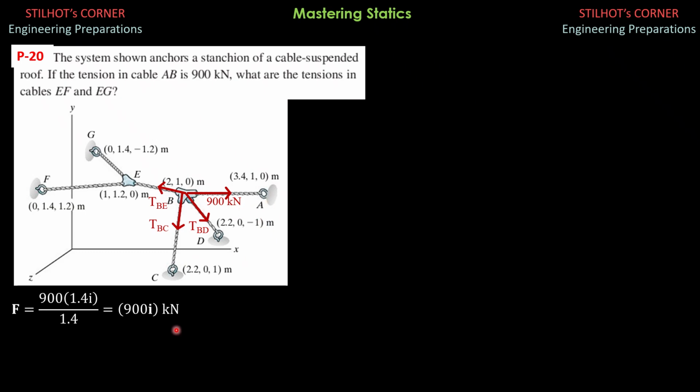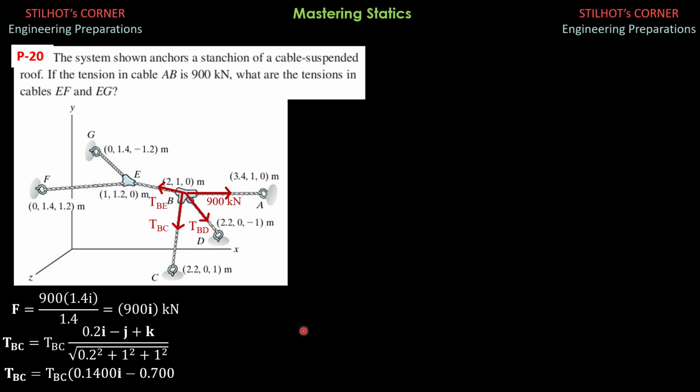Simply, it is directed towards the x-axis. Then tension BC is magnitude of tension BC, quantity 2.2 minus 2, so 0.2 I, then 0 minus 1, negative J, 1 minus 0, positive K, over square root of 0.2 square plus 1 square plus 1 square. And that is equal to tension BC, magnitude, quantity 0.1400 I minus 0.7001 J, then plus 0.7001 K.